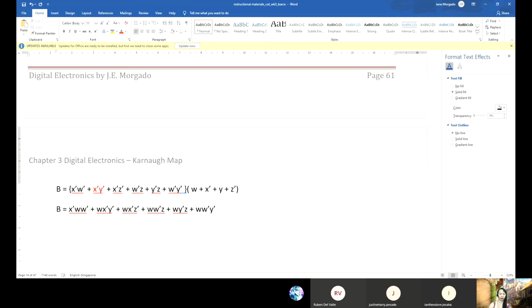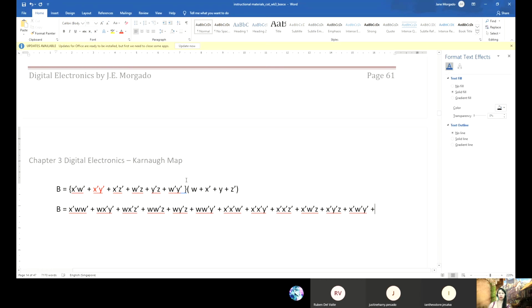Okay. And then distribute the X. X prime, W prime. Then we have X prime, Y prime. And then we have X prime, Z prime. And then we have X prime, W prime, Z. And then we have X prime, Y prime, Z. And then we have X prime, W prime, Y prime. Okay? And then next, we distribute the Y.